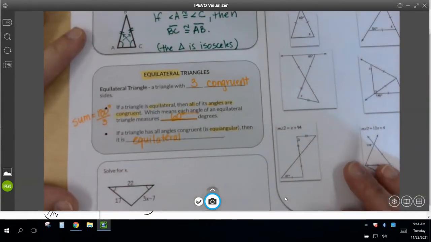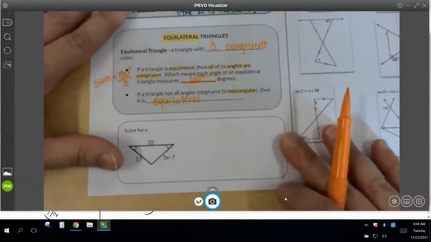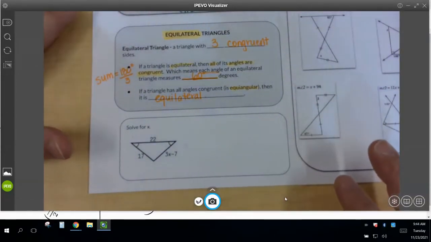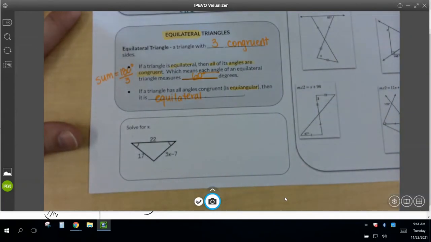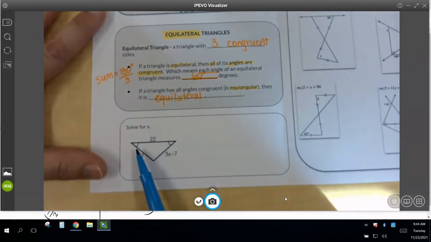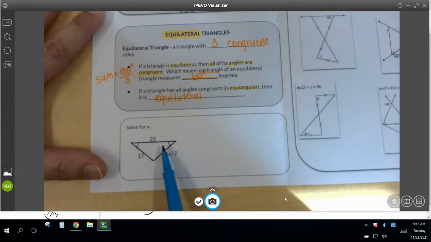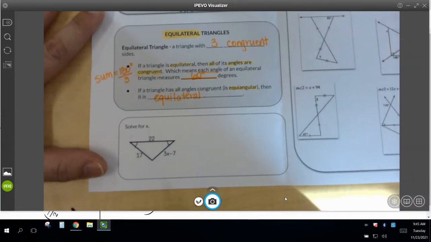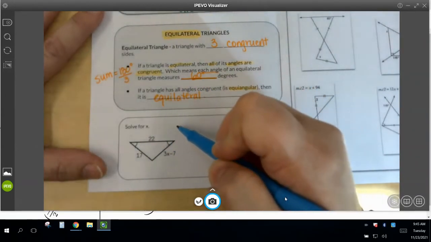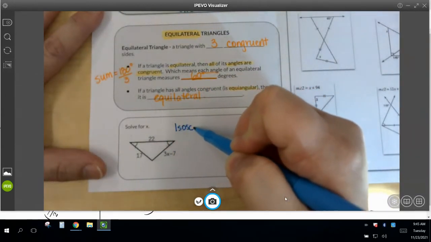Okay, so let's go ahead and do some problems and see what we are given and set some things up. So this first problem, we're being asked to solve for x, which means we need to find out what x equals in the problem here. Take a look at the triangle. We notice that we have these two markings here. That means these two angles are the same measurement. They're congruent to each other. Since we have two congruent angles, that means we have an isosceles triangle.